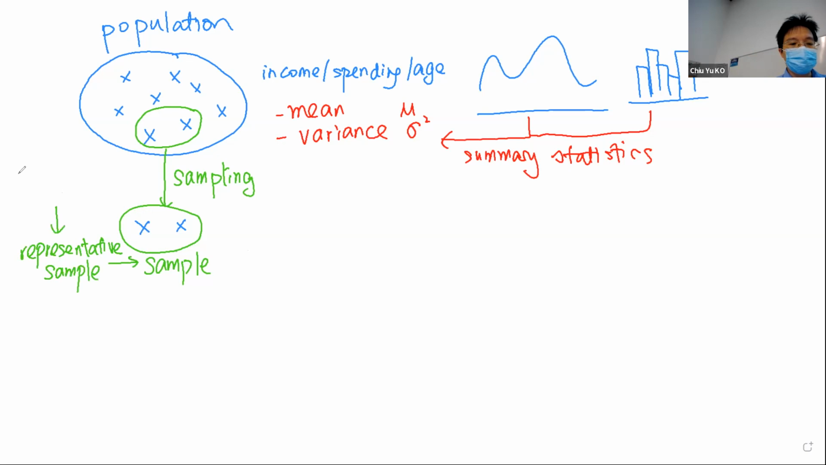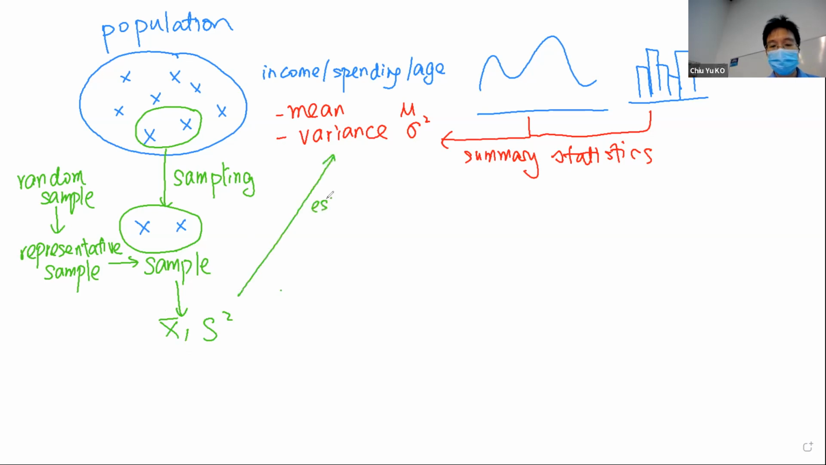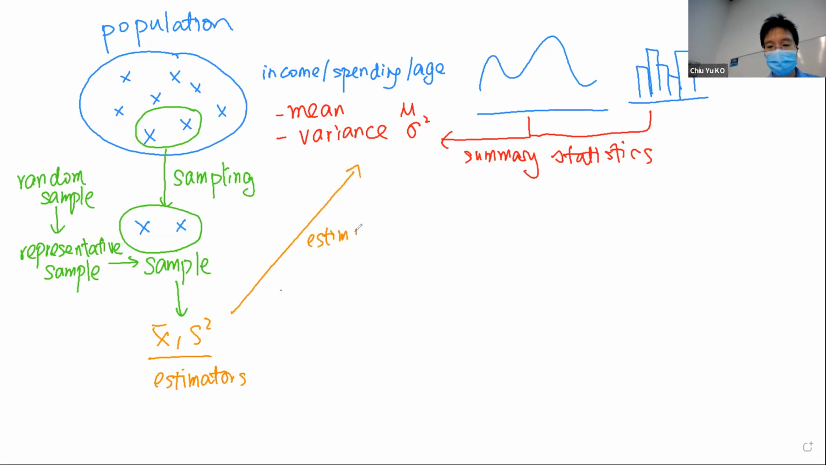If we want this to be a representative sample, then we need random sampling, because when we have a random sample, every observation looks like what happened in the population. In that case, when we calculate x bar and s square, we can use them to estimate mu and sigma square. Maybe I change color to make it a little bit different. I use x bar and s square. These are called estimators, and they can be used to do estimation.